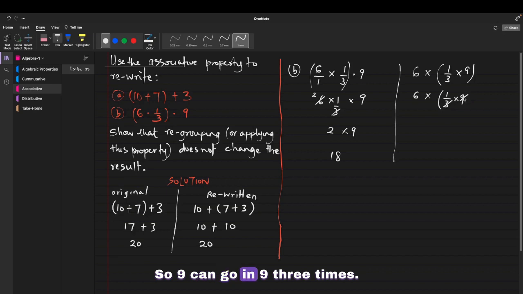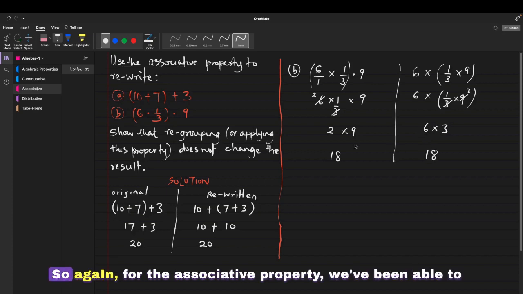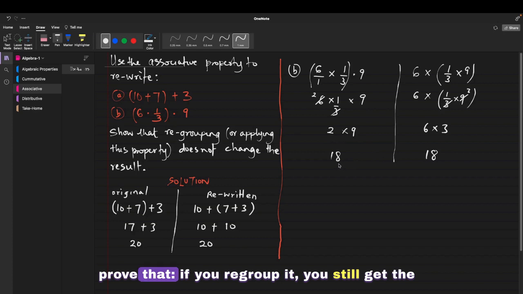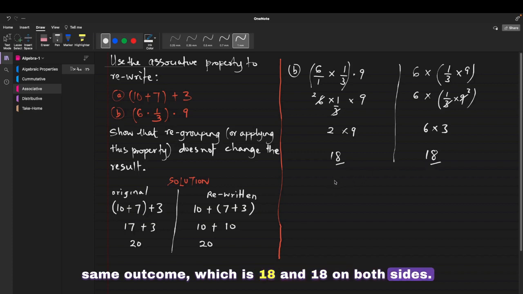So 3 can go in 9 3 times. So that becomes 6 times 3. 6 times 3 is 18. So again, for the associative property, we've been able to prove that if you regroup it, you still get the same outcome, which is 18 and 18 on both sides.